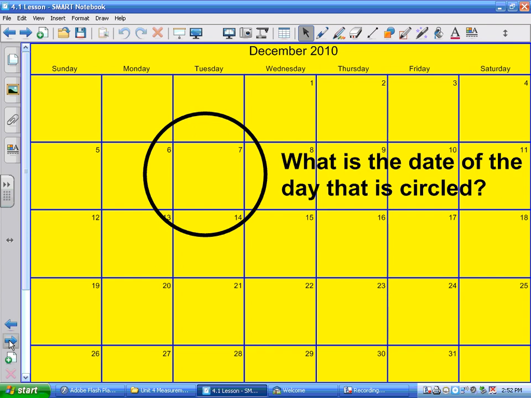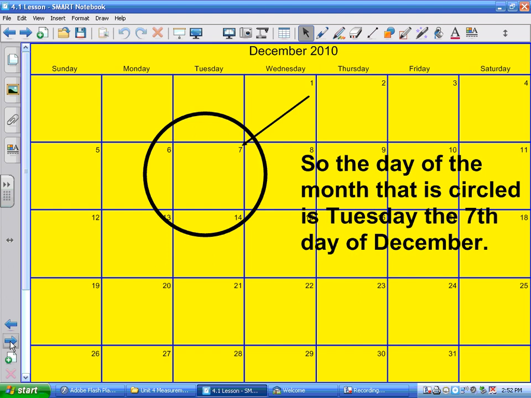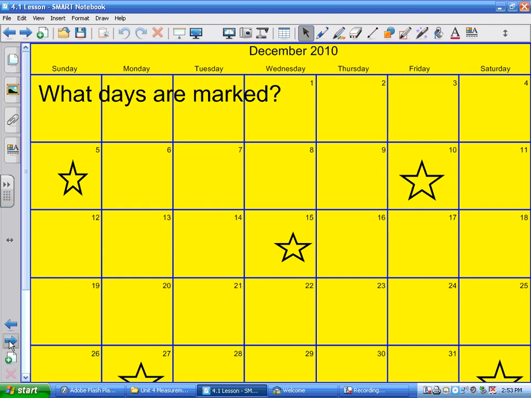The 7th of what? December. Of what? The 7th day, Tuesday. That's right. The 7th of December 2010, Tuesday. So, what is the date? The number of the day is in the top right corner of the square. This tells you the day of the month. That means it's the 7th. This is Tuesday, so it's Tuesday, the 7th day of December.